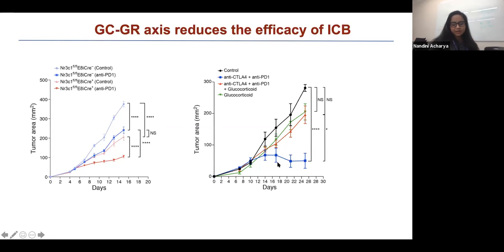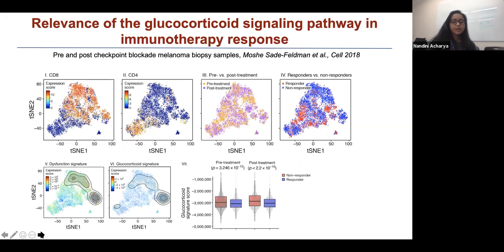Conversely, we did an experiment where we treated the mice with glucocorticoids, and as you can see here, when the mice were treated with glucocorticoid, the effect of checkpoint blockade therapy that we would see in the vehicle control treated mice was completely abrogated. So this data shows that glucocorticoid signaling on CD8 T cells not only reduces anti-tumor immunity, but also reduces the efficacy of checkpoint blockade therapy.